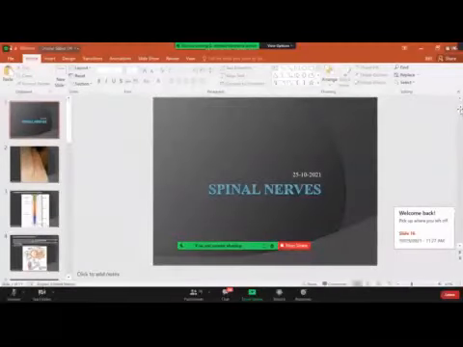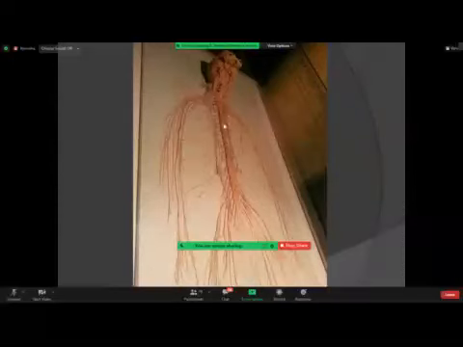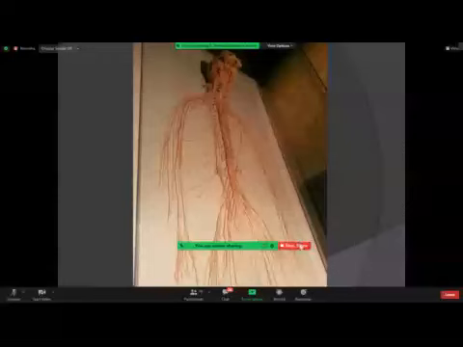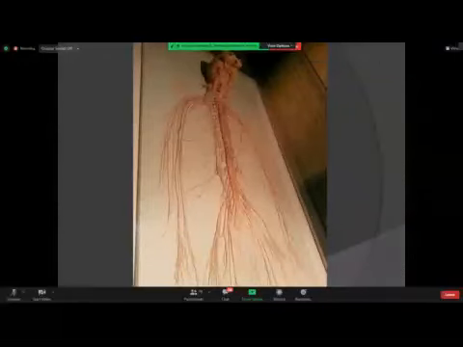Okay, so we are now on the spinal nerves. Now on this figure that we have over here, well, not a figure, but the corpse that you see over here, okay? You had the brain, the spinal cord, and all these nerves coming out. Now, when these nerves come straight out of the spinal cord, they are called the spinal nerves, okay?